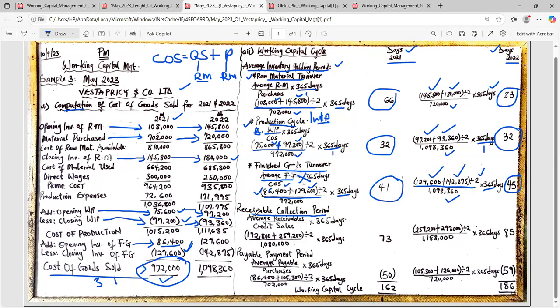All right. So what is the formula for receivables collection period? Sir, average receivables, because they told us to use average, divided by credit sales times 365. How do we get our average receivables? Opening debtors plus closing debtors divided by 2. So let's go. For 2021, what's our opening debtors? We don't have anything related to debtors in this cost of sales that we did here.